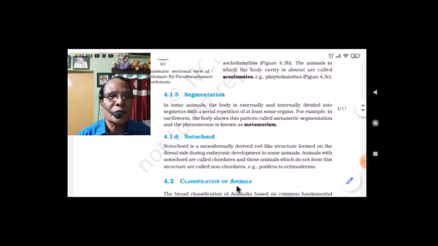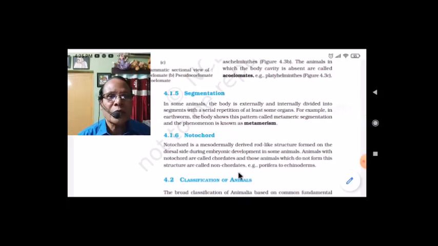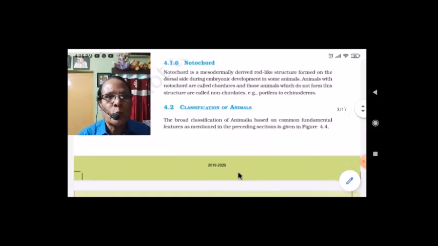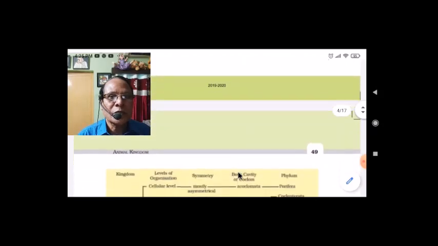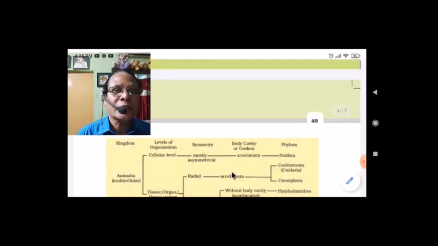Now we have to go for the classification of animals, and I want to conclude the major principles or basic principles used for crude classification. We have to classify the organisms based on certain principles. Here we represent the flow chart of whatever we have studied so far. We have multicellular animals, the kingdom Animalia, and if you are taking the levels of organization, we have two levels.